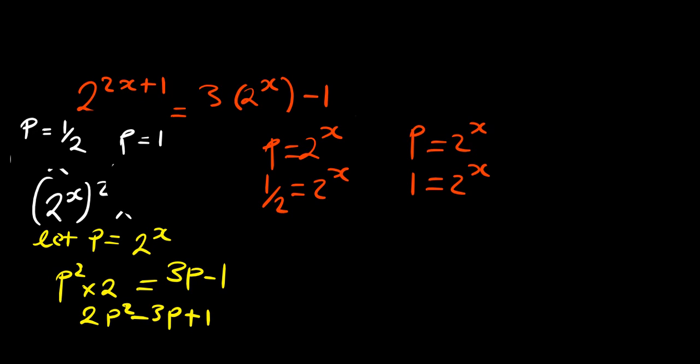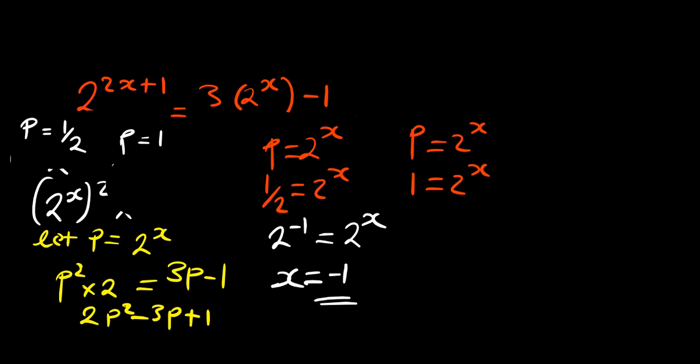So how can I write this one? 1 over 2 is the same as 2 to the power negative 1, right? So this is equal to 2 to the power x. We've made the base the same. Therefore, because the bases are the same, we just equate the powers. Therefore, x will be equal to negative 1 on this side.